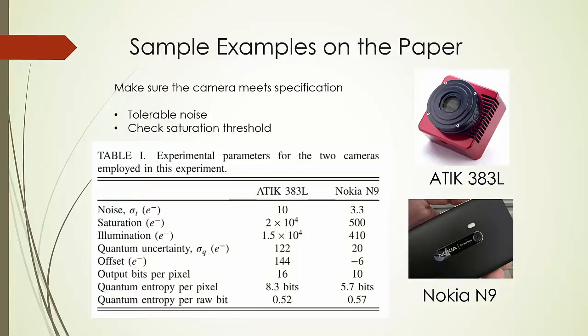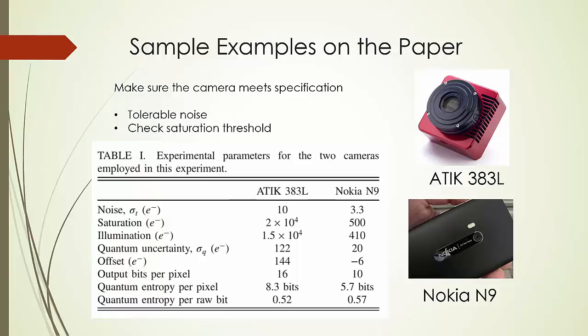Before they used these cameras in the experiment, they had to make sure that these cameras meet the specification. They had to check for the noise level that's already there in the camera. They also had to check for the saturation, which means if the incoming photon count crosses a certain threshold, the image will start to saturate.